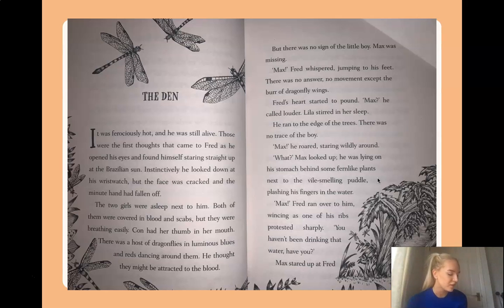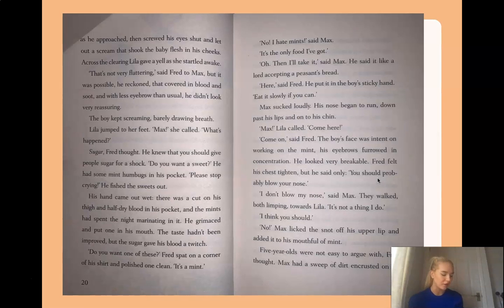He ran to the edge of the trees. There was no trace of the boy. "Max!" he roared, staring wildly around. "What?" Max looked up. He was lying on his stomach behind some fern-like plants next to the vile-smelling puddle, plashing his fingers in the water. So he was plashing them, kind of tapping them in the water, making that sound in the water. "Max!" Fred ran over to him, wincing as one of his ribs protested sharply because he was in that much pain from what he'd been through so far. His ribs were hurting. "You haven't been drinking that water, have you?"